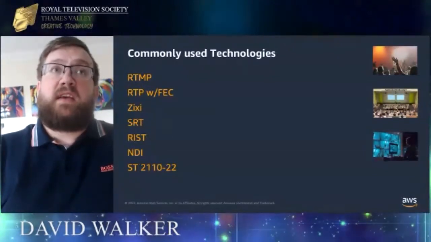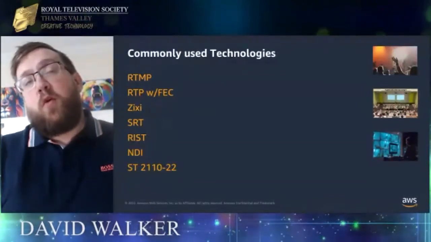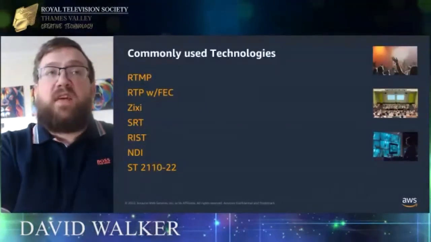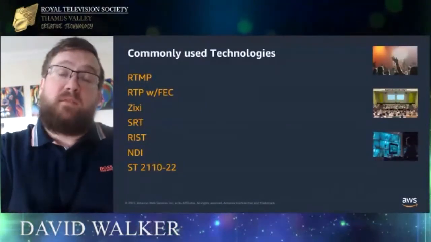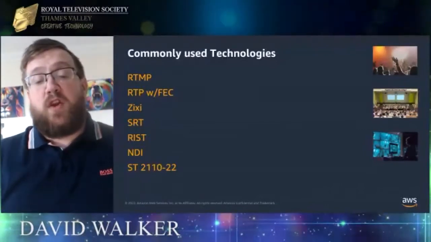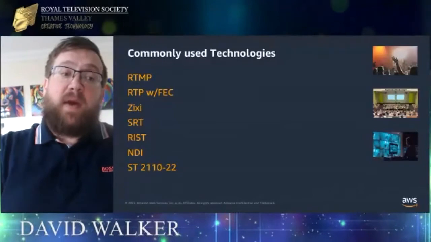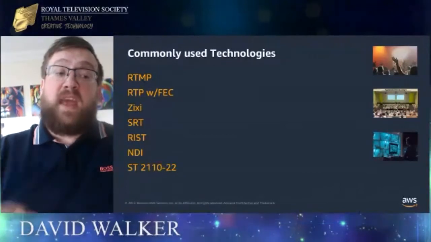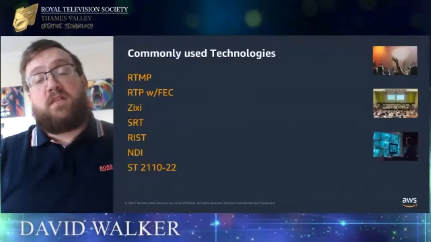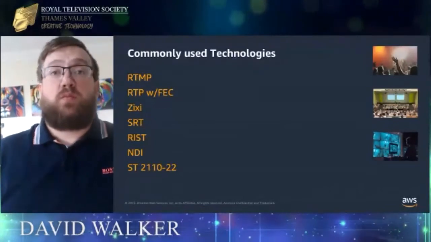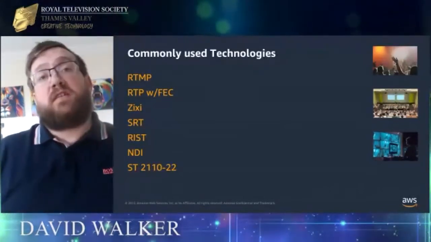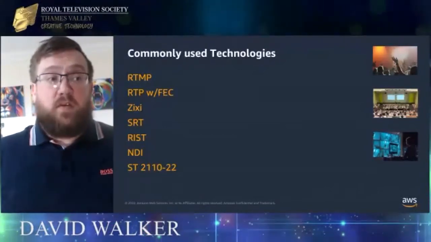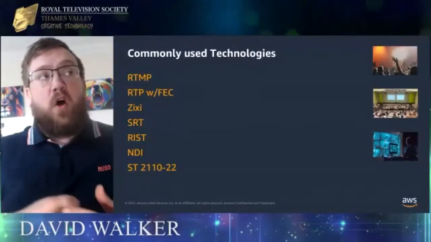So CDI is an open source protocol that AWS have created called Cloud Digital Interface, and it's for moving video around the AWS cloud uncompressed. So you can take your JPEG XS or 2110-22 stream into AWS via MediaConnect. MediaConnect can decode that JPEG XS stream into CDI, and then you can output that into your virtual private cloud or VPC to utilize in EC2 instances. So these are some of the commonly used technologies I see on a day-to-day basis. A lot of them have pros and cons.